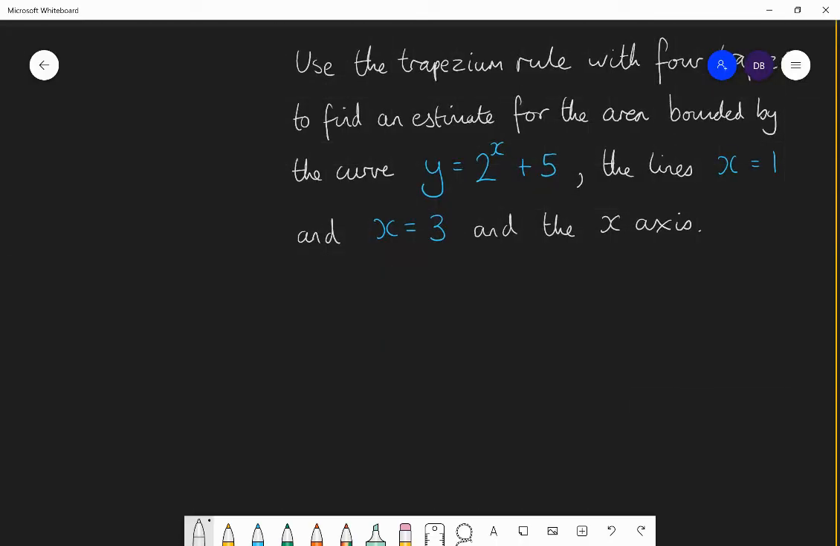Okay, as always, it's always good to visualize the problem. So, sketch the function you want to find the area under. Okay, y equals 2 to the power of x plus 5. When x is 0, y will equal 2 to the power of 0, which is 1, plus 5, which is 6. So it'll go through the y-axis at 6. And then it'll increase exponentially, so it'll have some increase, something like that.